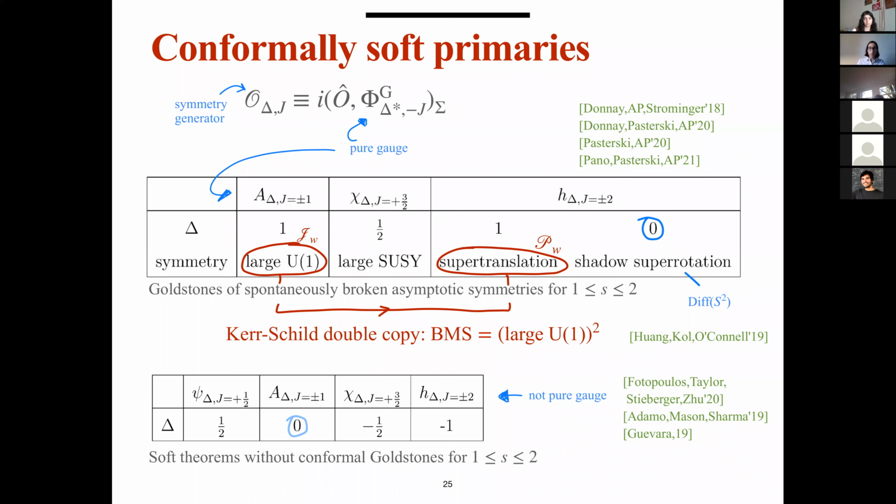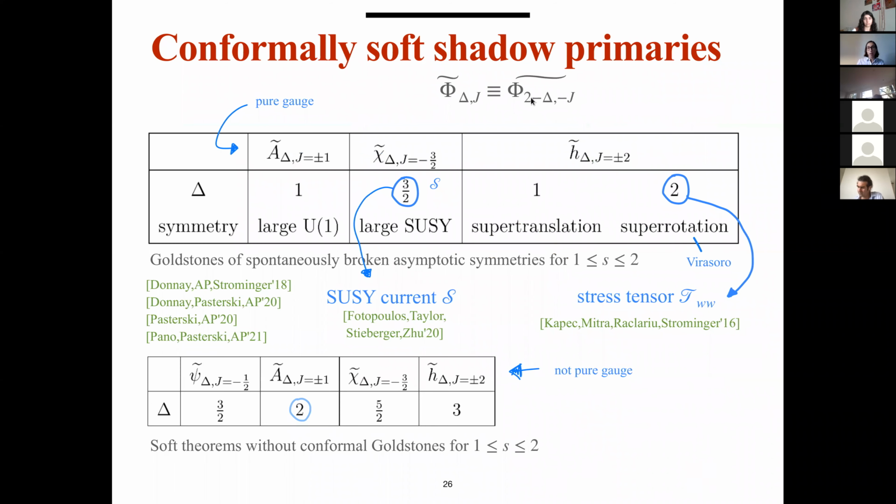Another thing that came up is that we had this discussion about Virasoro versus diffs 2 and the appearance of the shadow transform. That takes an operator or a wave function that has a certain conformal dimension and spin, shifts the dimension and flips the spin. This is a 2-dimensional integral transform, and there exist corresponding symmetry generators for these shadow modes. Again, there exist pure gauge modes, which then give rise to the stress tensor or the supersymmetry current. And then there also exist non-pure gauge modes, which also give rise to soft factorization theorems.